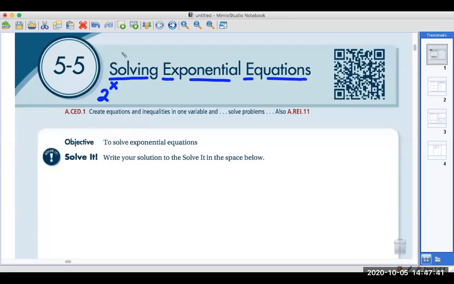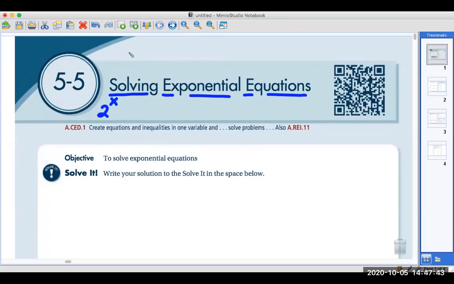There are so many ways to solve exponential equations. The simplest one that I'm going to show you today is when you can make the bases the same. If you can't make the bases the same, this won't work. And I'll explain what bases are again.